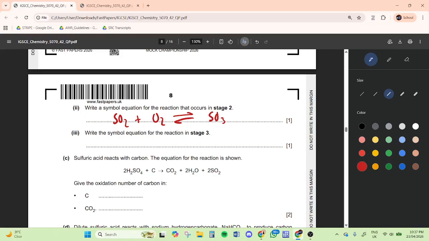So what if we put, let's say, a 2 over here? So you've got 4 oxygen and 2 oxygen, and then you put 2 over here. So you've got 6 oxygen, 6 oxygen, 2 sulfur, 2 sulfur.